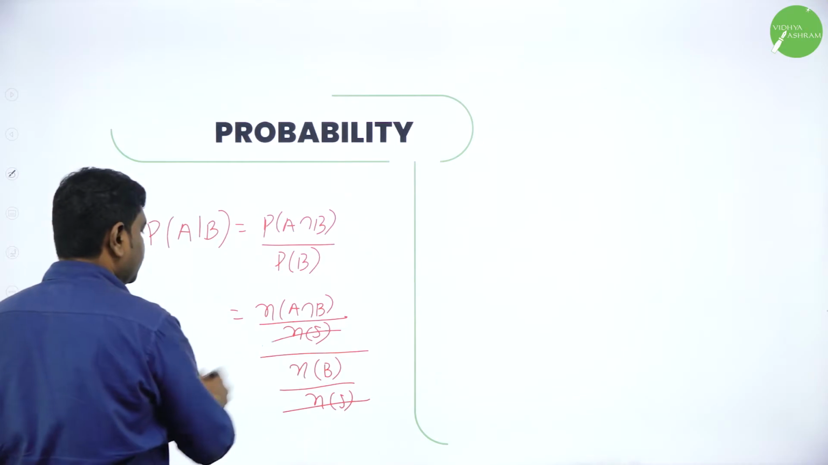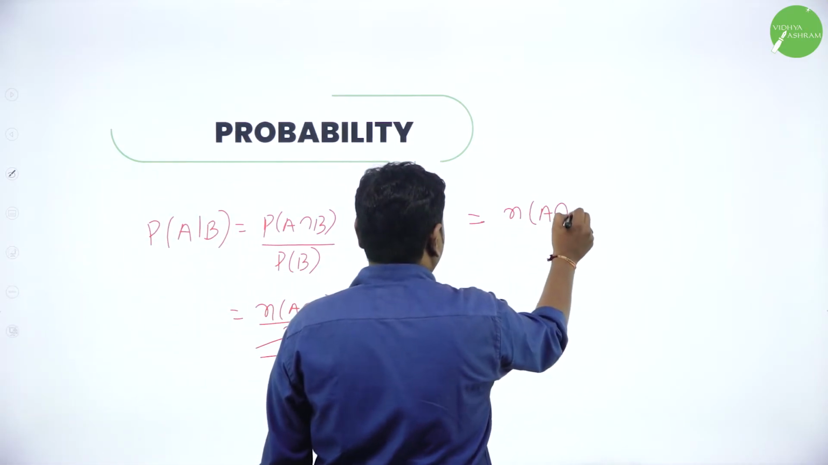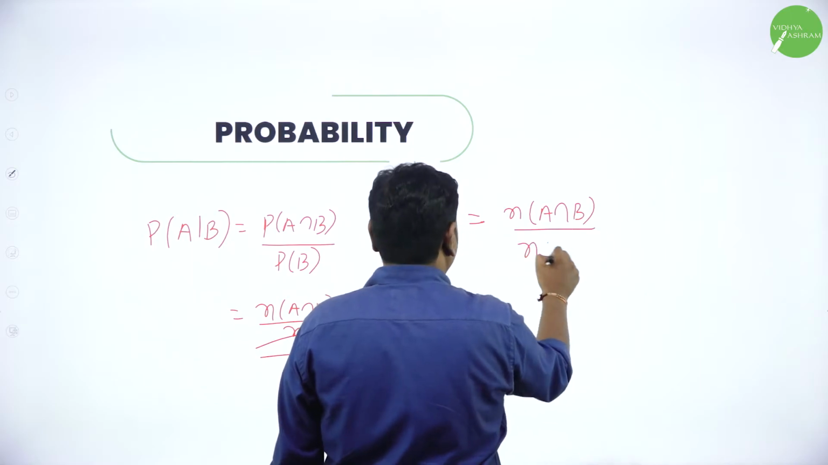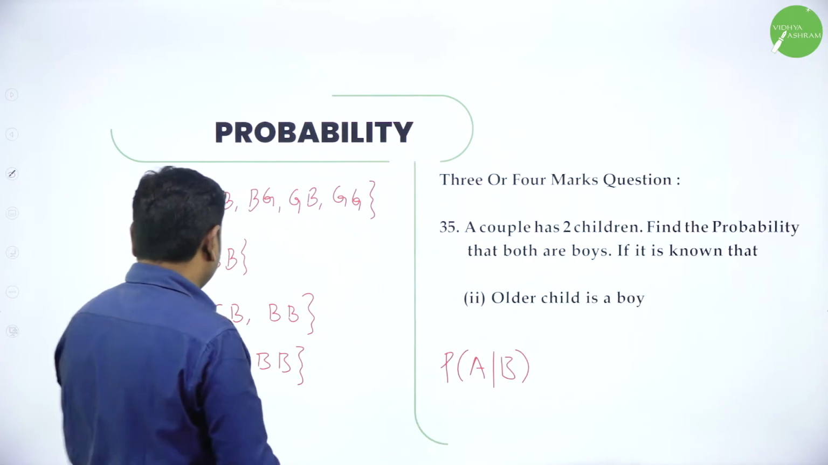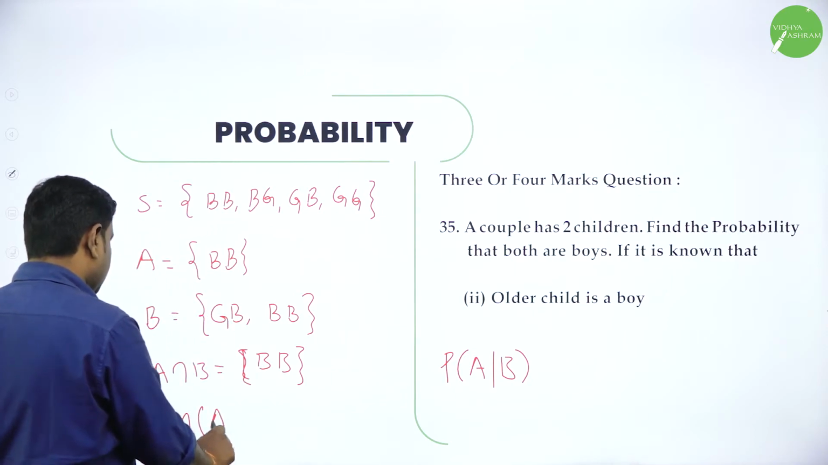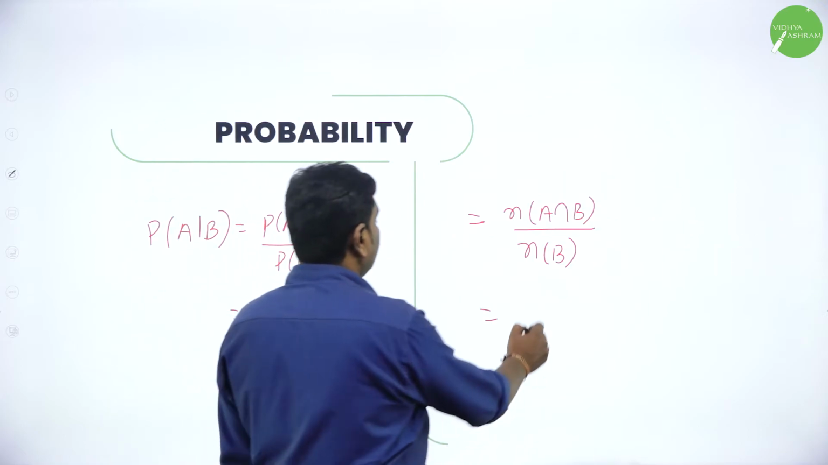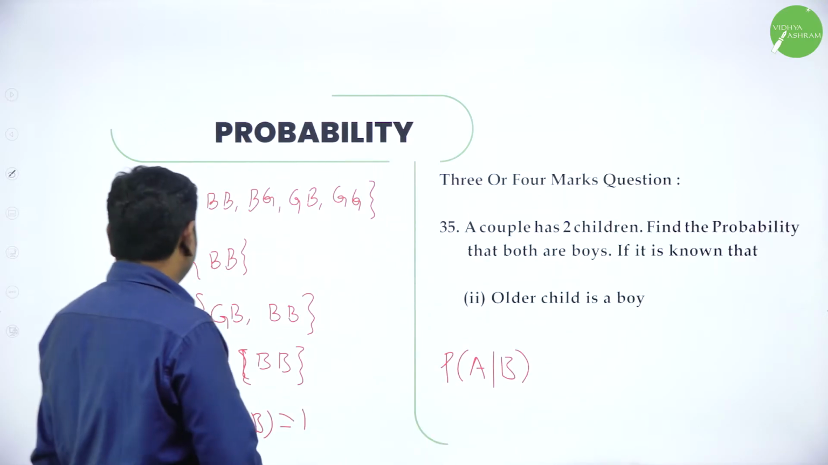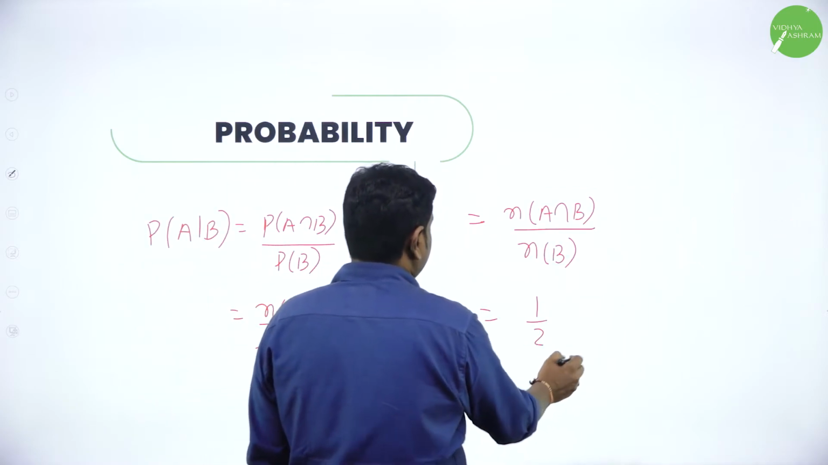So N of S cancels. We are left with N of A intersection B divided by N of B. N of A intersection B, we have only one element common. So number of elements in A intersection B is how many? 1. So numerator is 1. N of B means number of elements in B. In B we have 2 elements. So 1 by 2 is the probability.